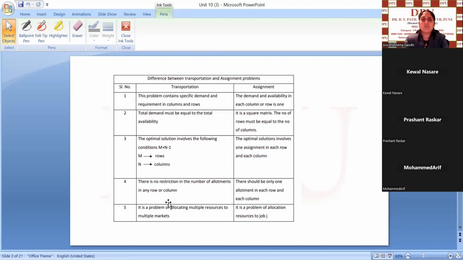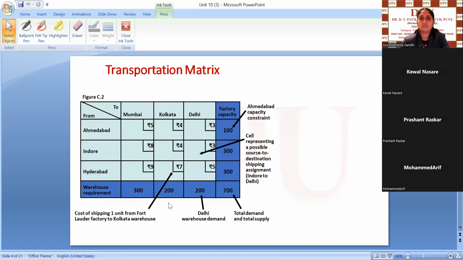So a transportation problem is allocating multiple resources to multiple markets, and this is the problem of the allocation of resources to jobs. So I think you are clear with the transportation and assignment difference at least. So this is our transportation matrix.